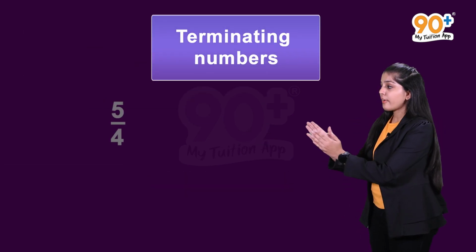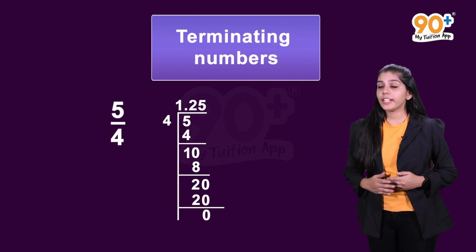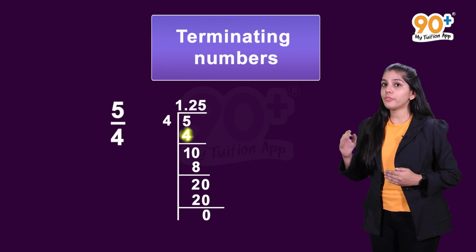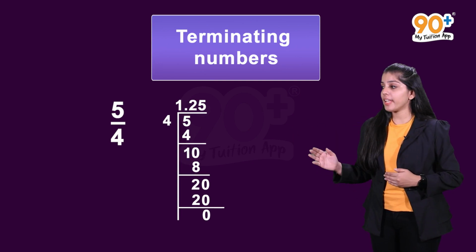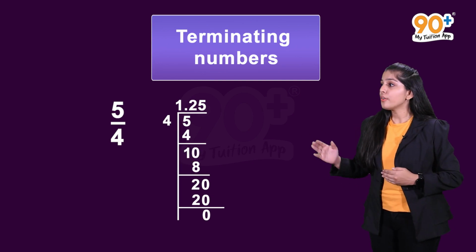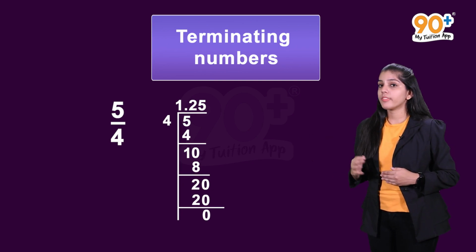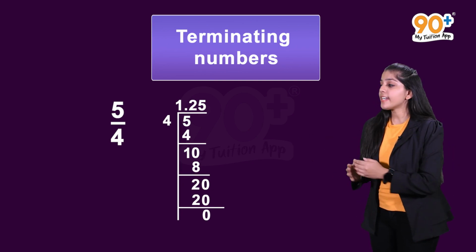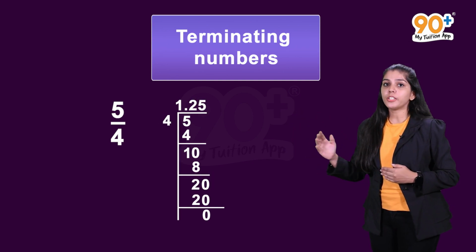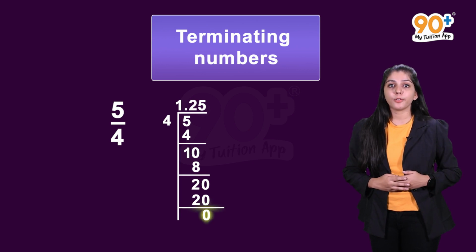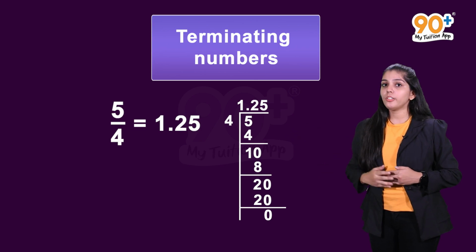Let's consider 5 by 4. Now, let's divide 5 by 4. We get 4 into 1 is equal to 4 and the remainder is 1. Let's put a decimal point and make this 10. We have 4 into 2 is equal to 8 and the remainder is 2. Since we have the decimal point, let's make this 20. We have 4 into 5 is equal to 20, so the remainder is 0. So we have 5 by 4 is equal to 1.25.